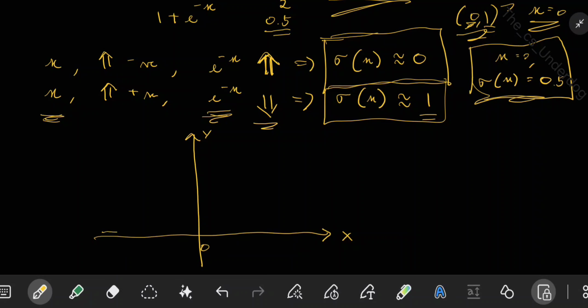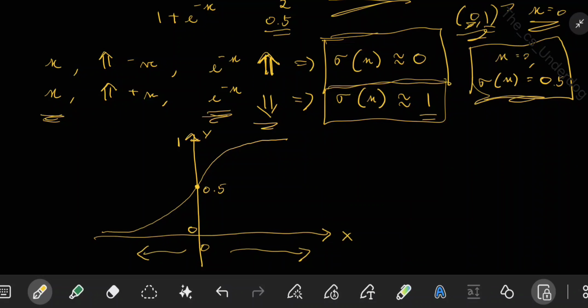It will look something like this. This will be the graph of a sigmoid function, S-shaped. And this is where you have the value 0.5. So as the value of x increases, your sigmoid function will go towards 1. As the value of x decreases, your sigmoid function value will go towards 0. This is what you have to understand about sigmoid.